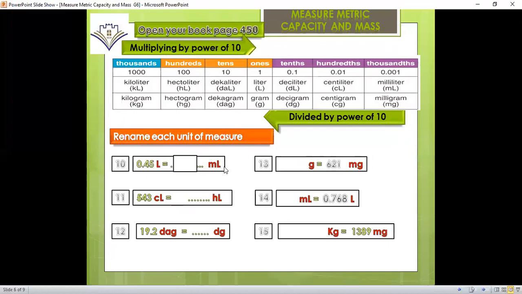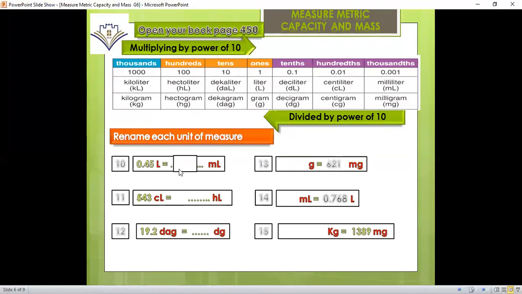We have another question here. The same table that we saw before. When you move this way, multiply by power of 10. The different way, divided by power of 10. Rename each unit of measure. Question number 10. 0.45 liter equals dots milliliter.